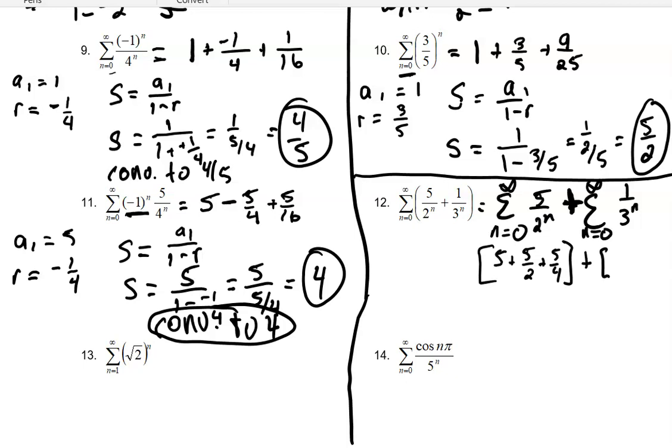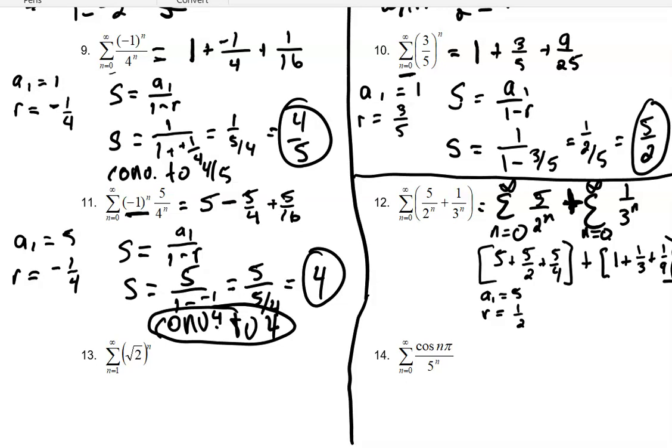Write out the first few terms for this one. If n is a 0, I would get 1 over 1. If n is a 1, I get 1/3. If n is a 2, I get 3 squared, so 1/9. So this one has a first term of 5 and a common ratio of 1 over 2. So this one is good.